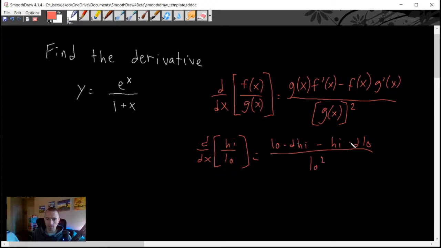So this is basically just saying the bottom times the derivative of the top minus the top times the derivative of the bottom. So low d high minus high d low just has kind of a nice little jingle or a nice ring to it. Low d high minus high d low all over low squared. So that's really all there is to it. This is a good way to remember it.